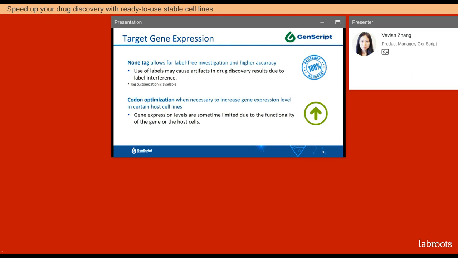In addition, codon optimization is also performed in our stable cell line, when necessary to increase gene expression level in certain host cell lines. This is due to the nature of different host cell lines. It can be challenging for some genes to achieve high expression level in certain host cell line. Codon optimization can solve this problem without altering the amino acid sequence of the target gene.